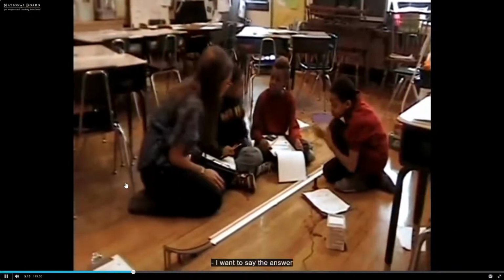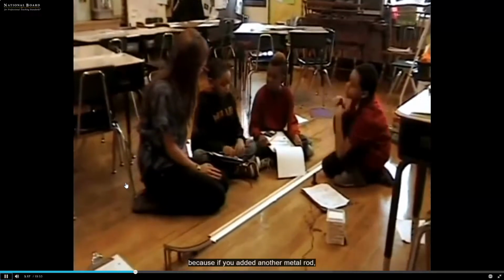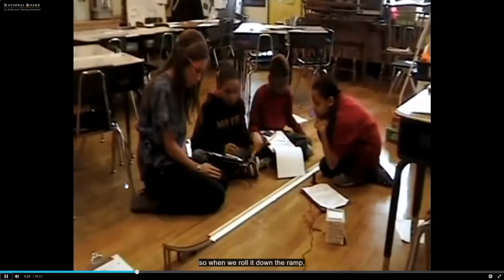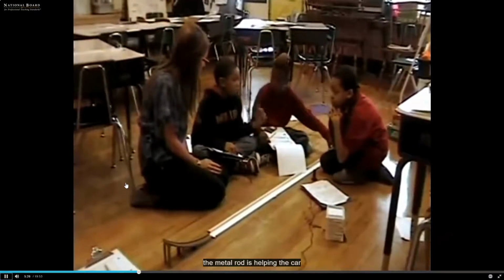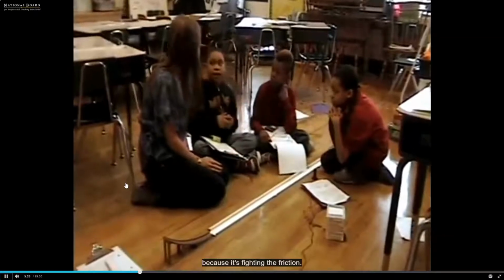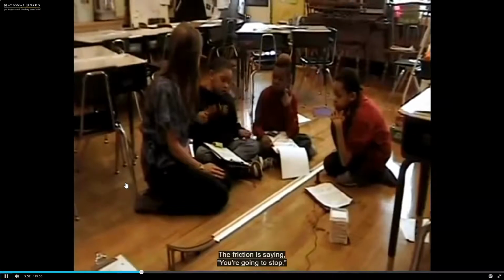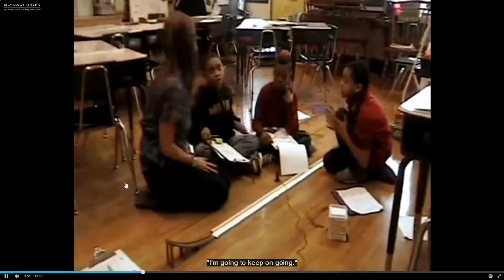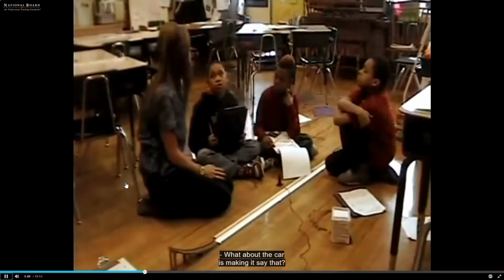I want to say the answer is that if we added another metal rod, it's frictional here. So when we roll it down the rail, the metal rod is helping the car because it's fighting the friction. The friction is saying you're going to stop, and the car is saying I'm not going to stop. I'm going to keep on going. What about the car is making it say that?